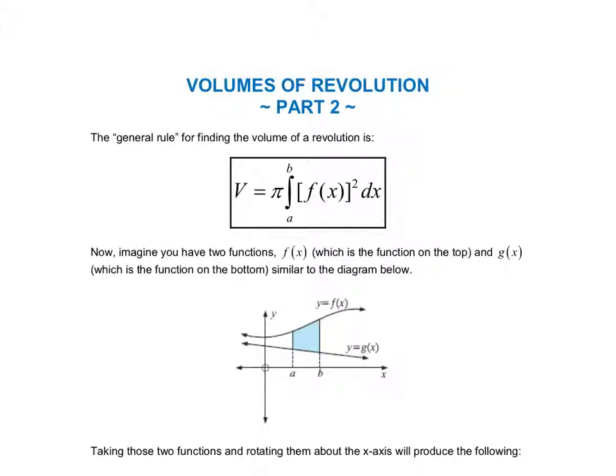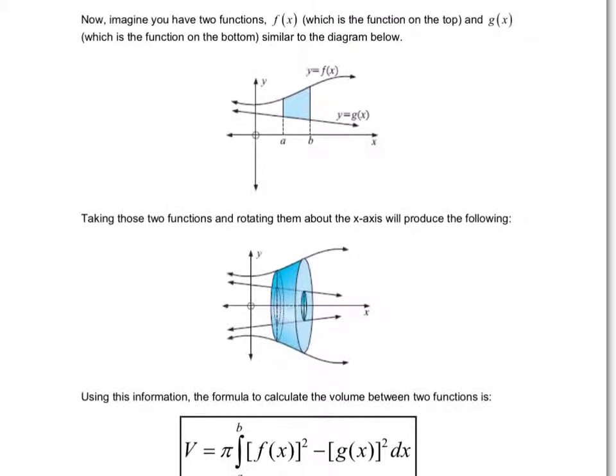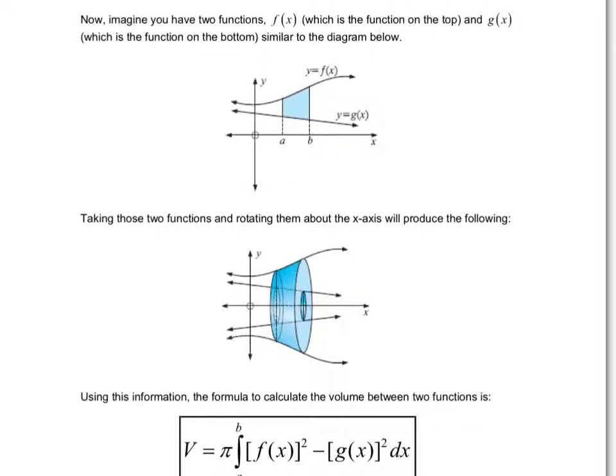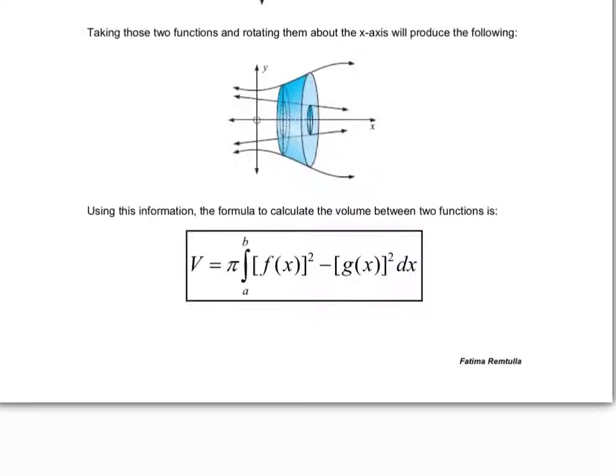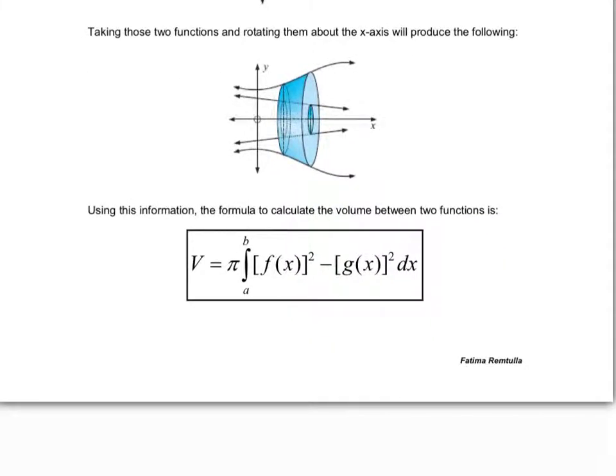function squared. So now we're saying if I have two functions, what I actually care about, similar to area, is which function is on top and which function is on the bottom. We call the top function f of x and the bottom function g of x. When we now take those two functions and we rotate them about the x-axis, we get this donut-shaped product.